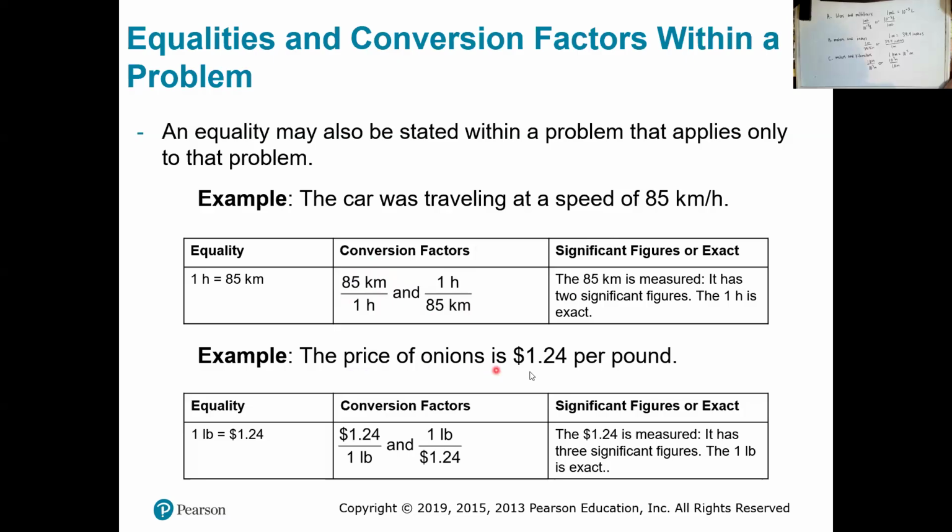Okay. The price of onions is $1.24 per pound. So we can say that every 1 pound of onions equals $1.24. And these are the conversion factors that we can create from it. $1.24 on the top, 1 pound on the bottom, or the opposite. Now keep these conversion factors in mind, and let's just do an example real quick.